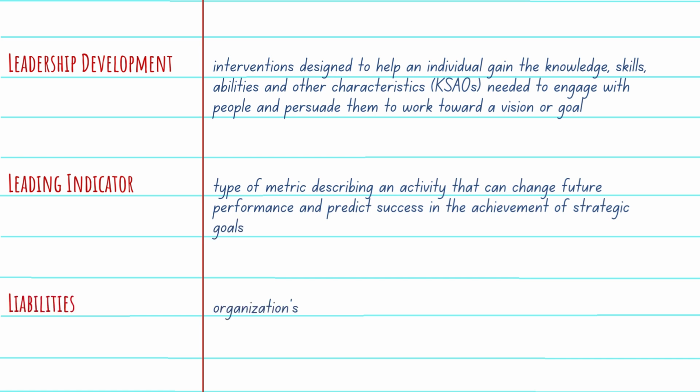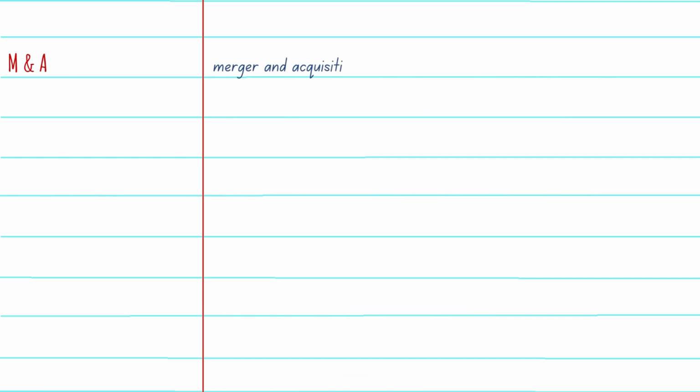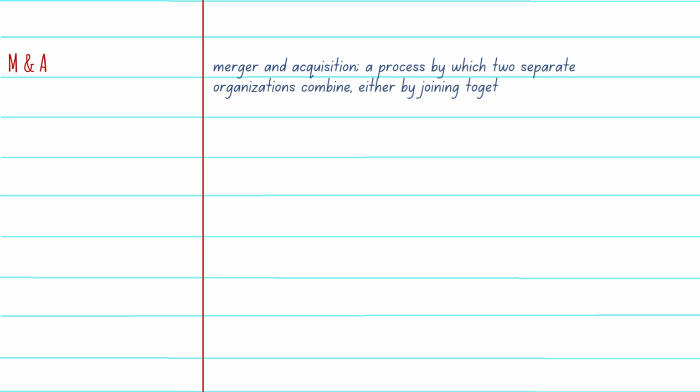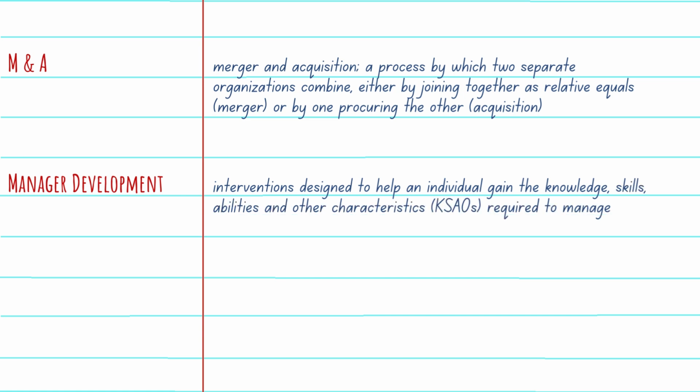Liabilities are an organization's debts and other financial obligations. LMRA stands for Labor Management Relations Act, and M&A stands for Merger and Acquisition. An M&A is a process by which two separate organizations combine, either by joining together as relative equals or by one procuring the other. Manager development is interventions designed to help an individual gain the knowledge, skills, abilities, and other characteristics required to manage people and resources to deliver a product or service.